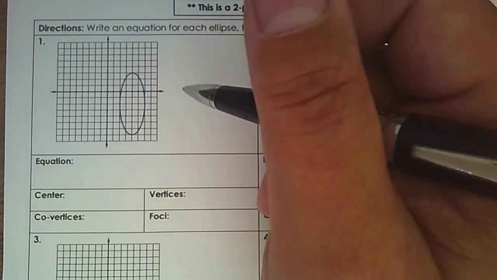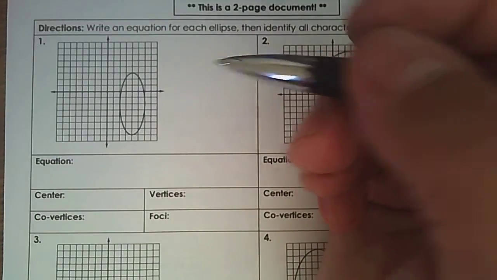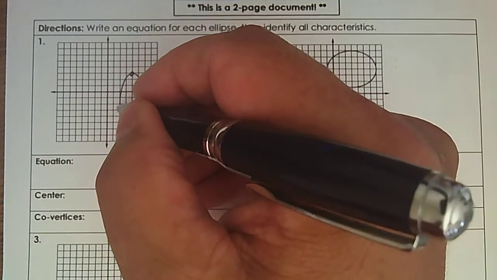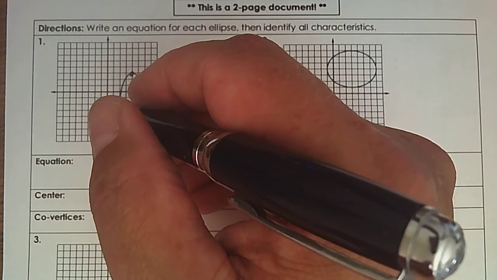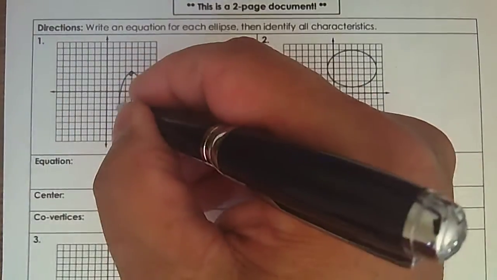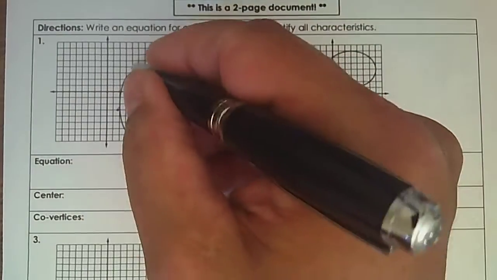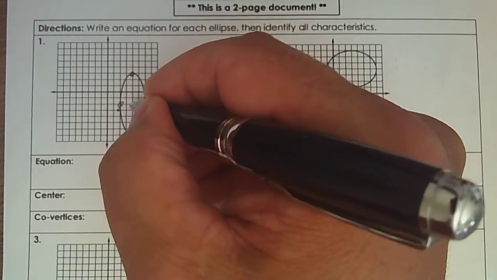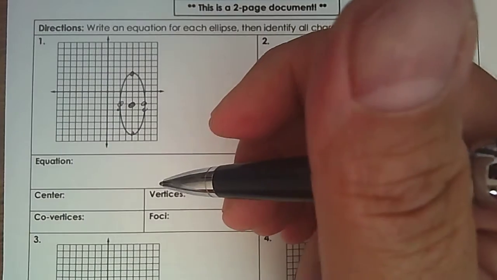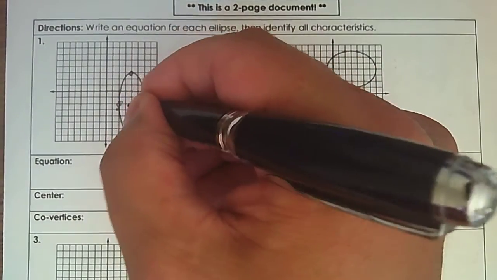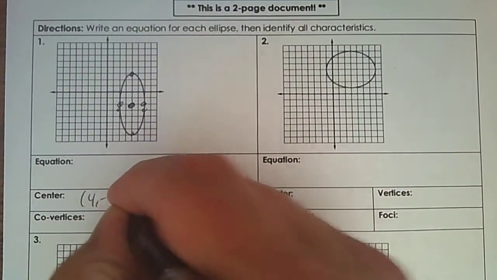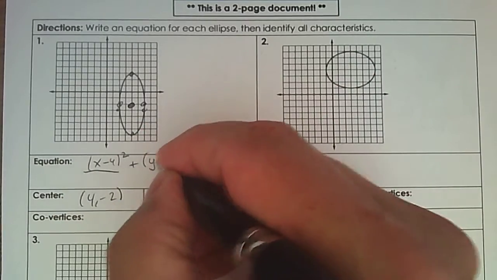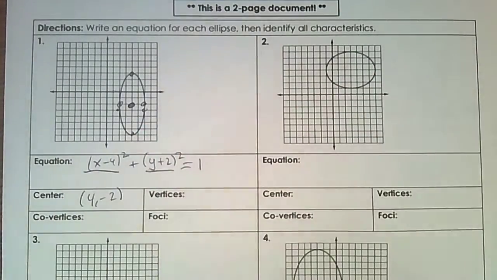So for here, I need to find the center. And if you can't see it, you need to count the ends. So we need to know the end vertices here. So you can put a little something there of where the ends are. And then find where the center would be for that. So right here would be the center. So the center is at 4 and -2. So already I know it's (x - 4)² + (y + 2)² is equal to 1. I already know that part.